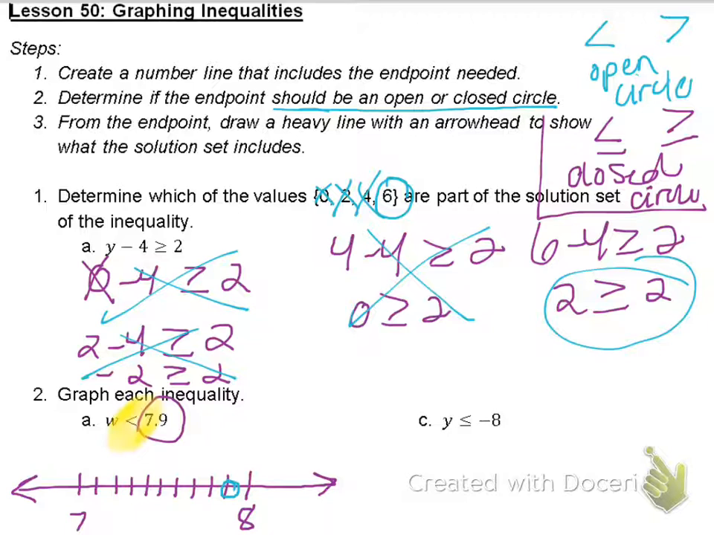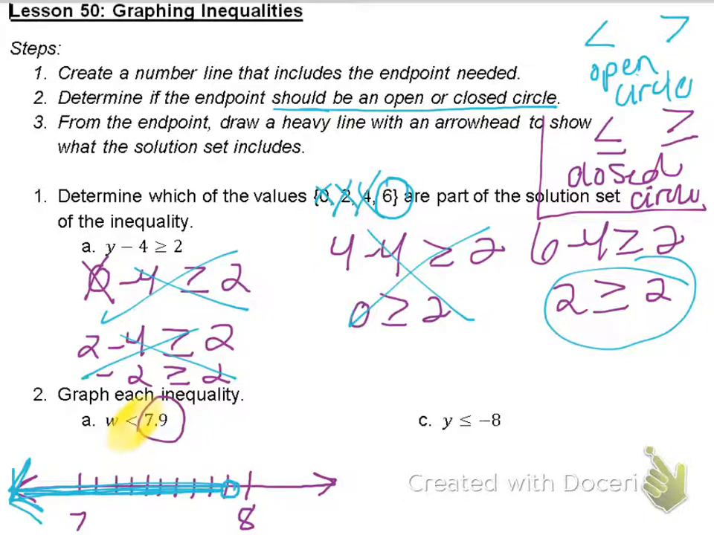So our graph for A is going to be an open circle because there's no line under the inequality symbol. And then we have to figure out what is representing the solution set, so everything below or less than 7.9 is included, so my arrow is going to go in this direction, and I'm going to have a nice thick line here with an arrow at the end, and that's it. That's my graph.